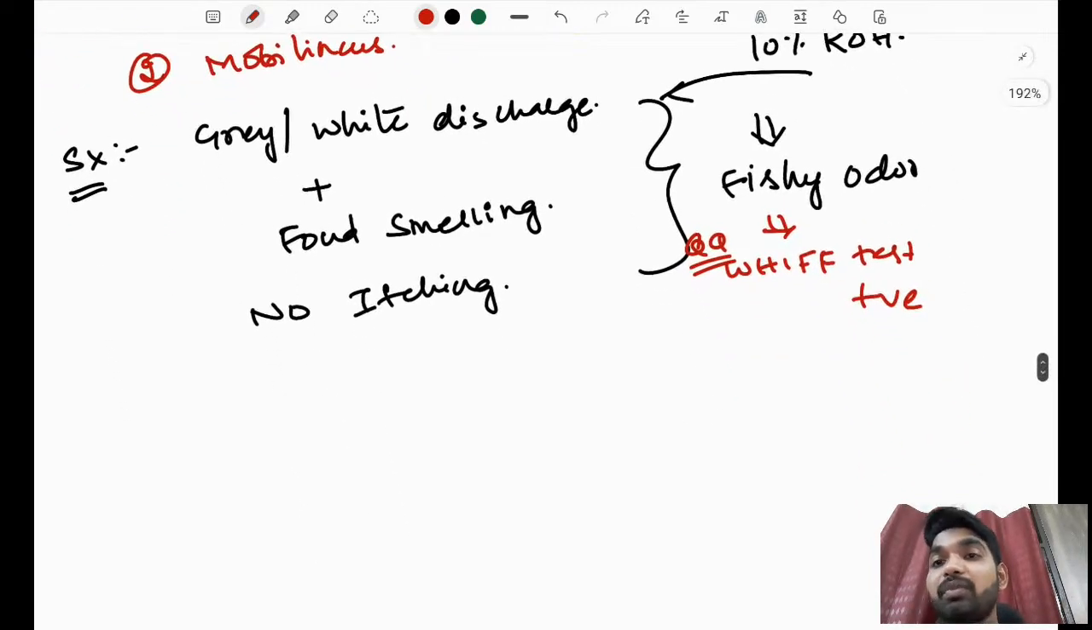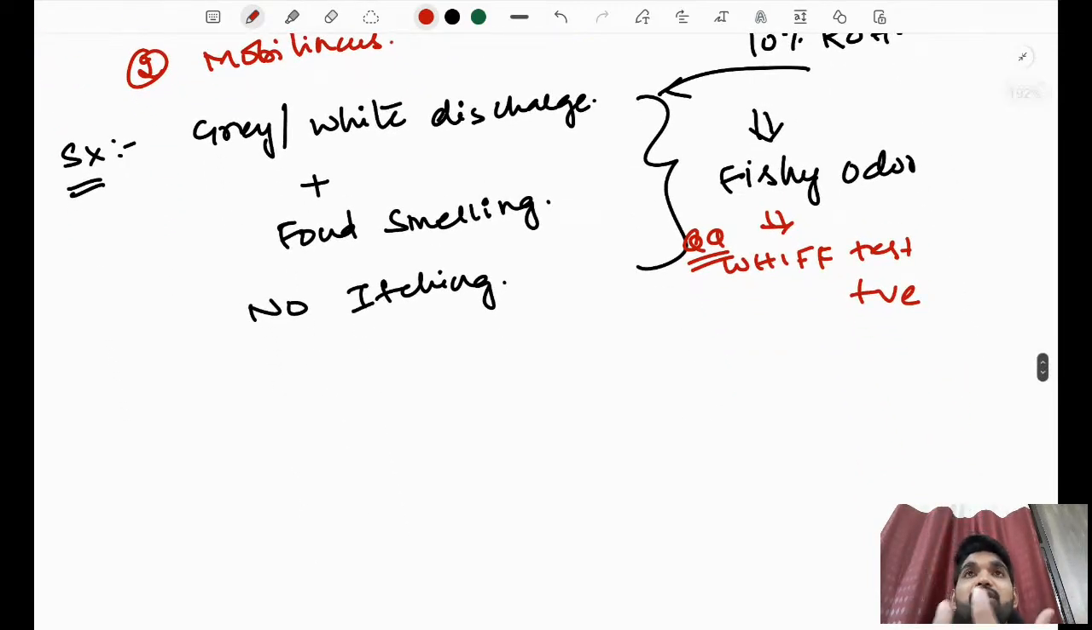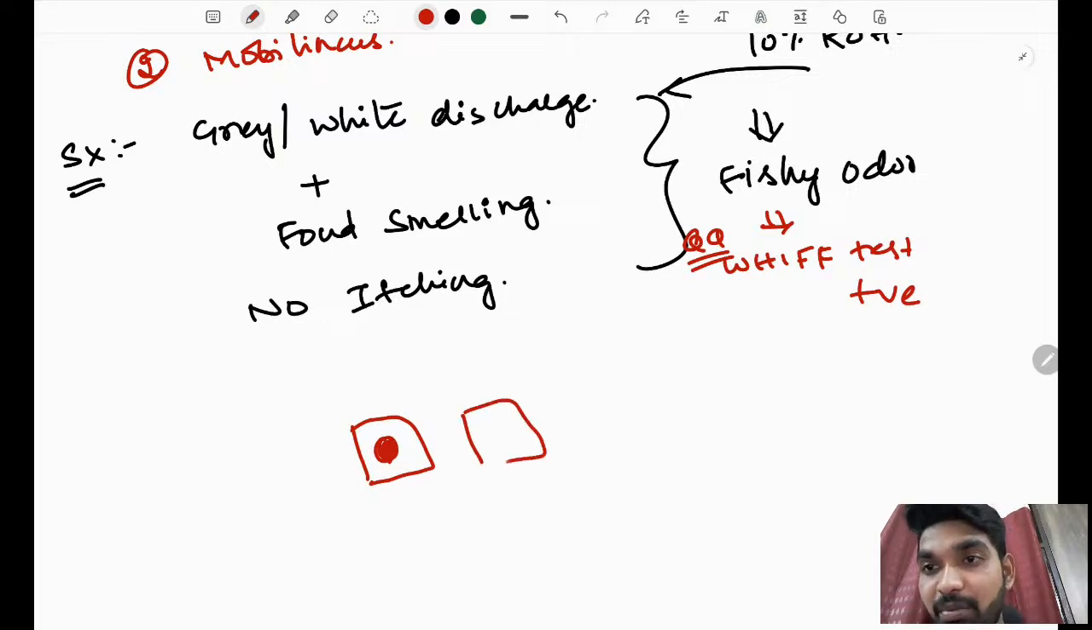And the same vaginal smear, if you send it to the microbiology lab, and the microbiologists do gram staining and add saline drops on that smear and put it under the microscope, in the microscope this is how the cells appear. Okay, if this is the epithelial cells, take this as epithelial cells.